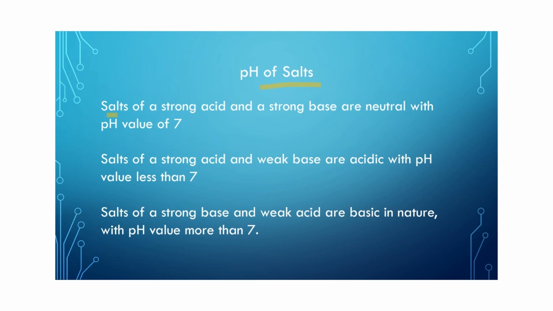You should remember that salts of a strong acid and a strong base are always neutral and they have a pH of 7. On the other hand, salts of a strong acid and a weak base are acidic with a pH value less than 7. This is because a strong acid will dissociate and there will be presence of H+ ions. Then salts of a strong base and a weak acid will be basic in nature because the strong base will produce more OH- ions. That is why it will be basic and its pH will be more than 7.